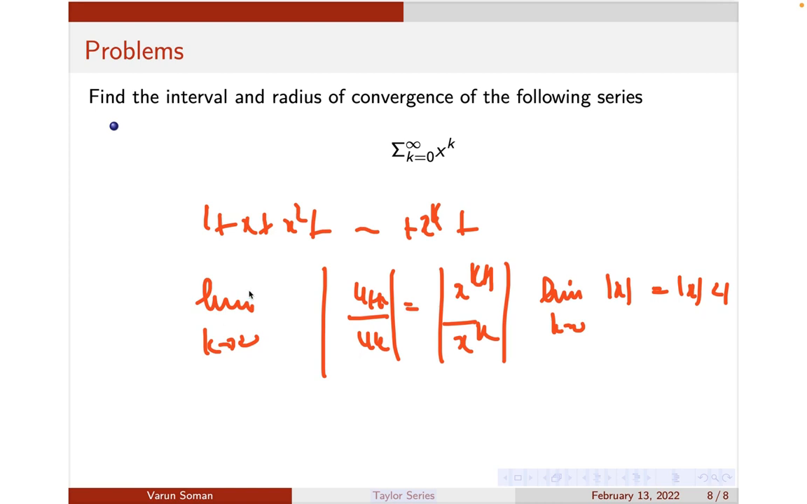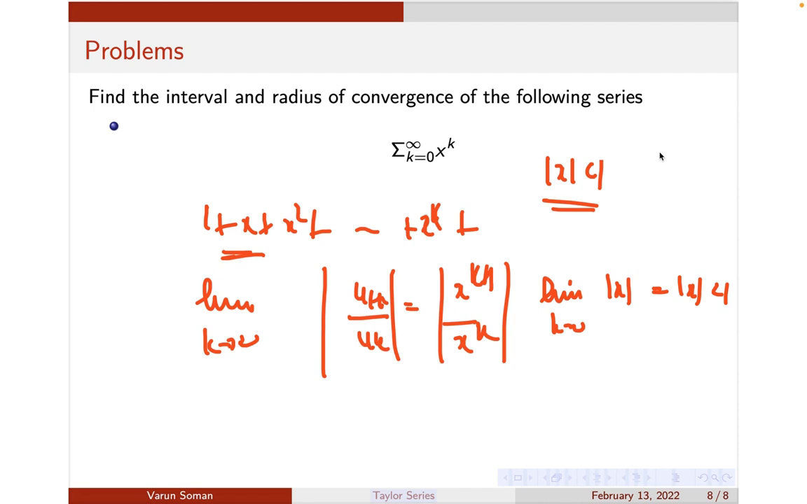So I will say that this series is convergent if mod x is less than 1. Okay, so this is your interval of convergence, nothing new there. Just using the usual notation of absolute convergence, I'm just taking the series and looking at u_{k+1} by u_k. I'll be getting the limit as mod x, and I know that the series is convergent if that limit is less than 1. Okay, so this is the interval of convergence.